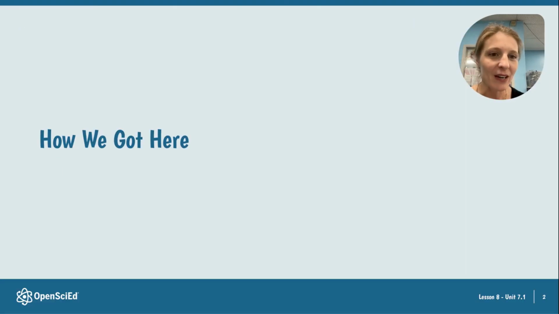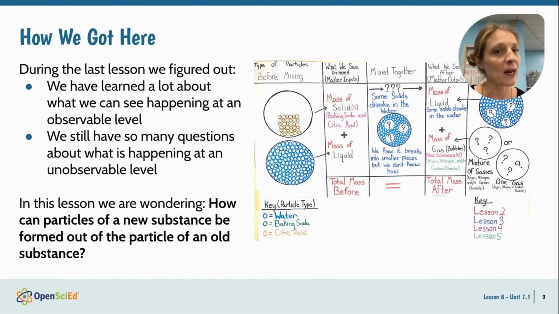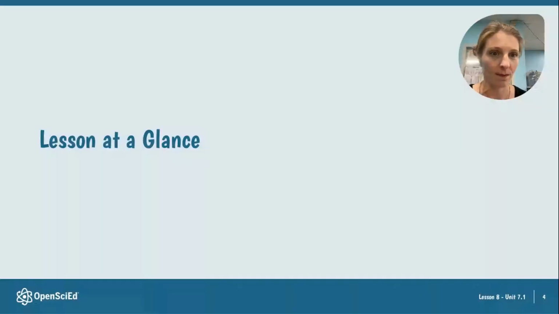Well, how did we get here? In the last lesson, we figured out that we have learned a lot about what is happening at an observable level, what we can see with our eyes. And we did that by making a new consensus model. But we also figured out that we have so many questions about what's happening at a level that's so small we can't see with our eyes. So at the beginning of our new lesson, our students are now wondering, how can particles of a new substance be formed out of particles of an old substance?